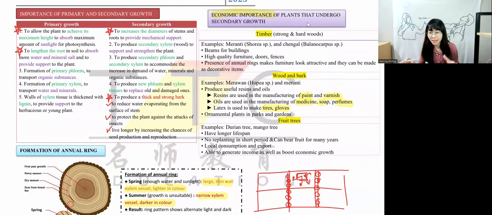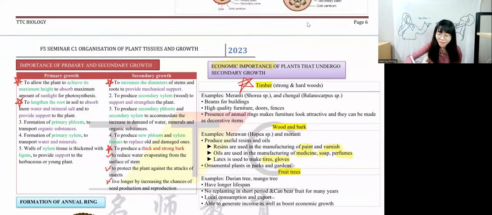Okay, back to this again, so that you can try to knock and see whether they are timber or wood, because it's very important for you to know. This is one of the questions that you will see in your exam. It can be a structure question. It can be an AC question. It's 5 marks. So you have to write what characteristic timber has, what characteristic wood and bark have, and what characteristic a fruit tree has.